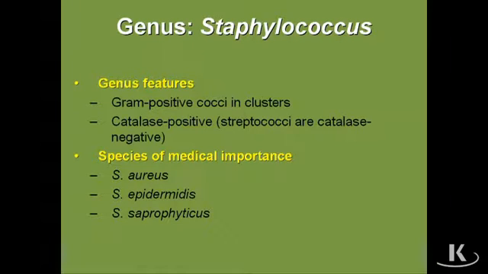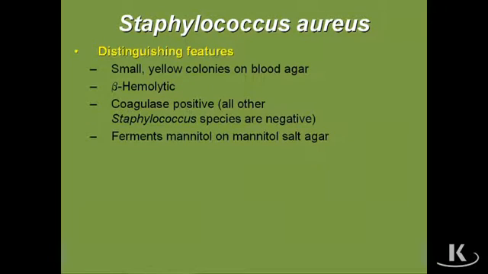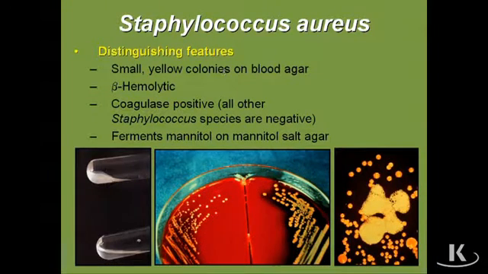Genus features, just like we said, they're catalase positive, gotta know it. We're gonna focus on Staph aureus because really what we talked about earlier for epidermidis and saprophyticus is really enough for Step 1. Now, what are some of the distinguishing features of Staph aureus? Number 1, we mentioned it was beta hemolytic, coagulase positive, it ferments mannitol, and one of the things we didn't mention earlier was that you get yellowish colonies on blood agar. So I'm going to show you what some of these look like, okay?